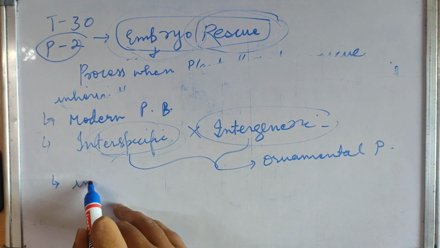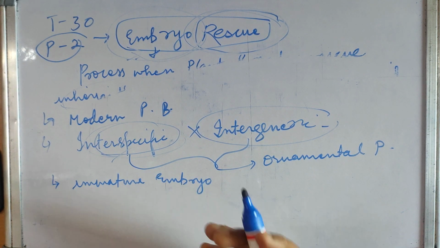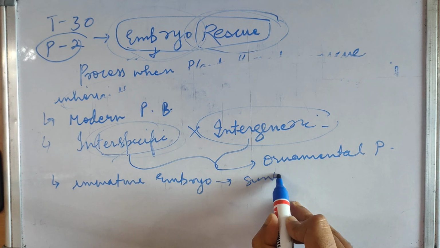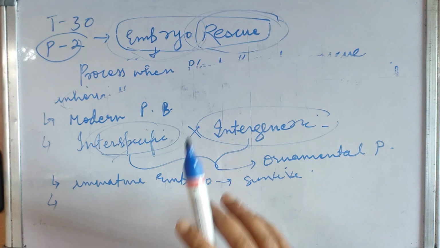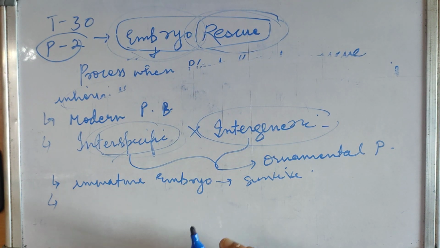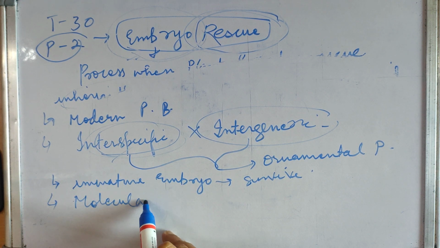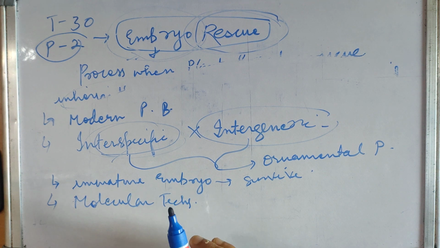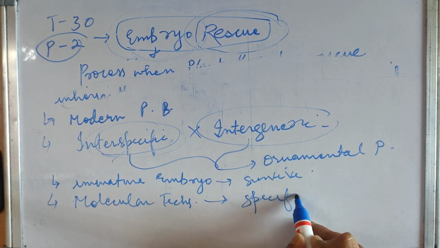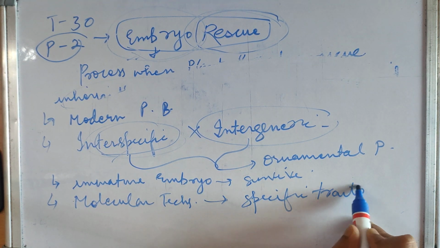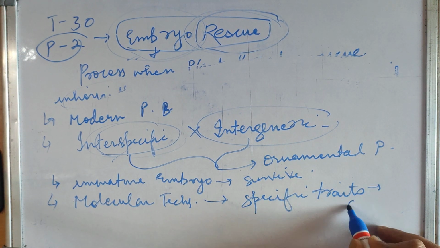It helps immature embryo to survive. Immature embryo can survive here, as we will rescue this immature embryo. When this technique, embryo rescue, is combined with molecular techniques, it is used to incorporate specific good traits such as resistance or quality traits through gene transfer.